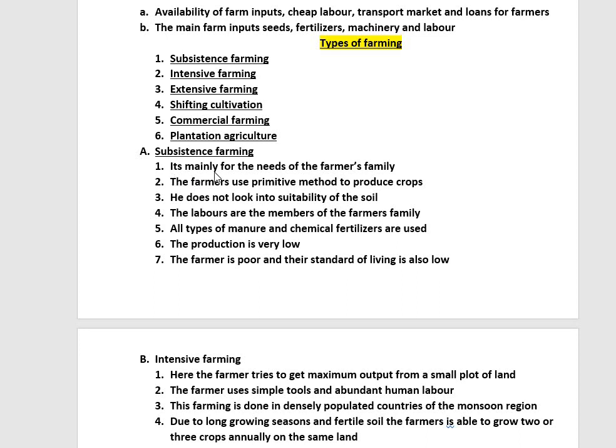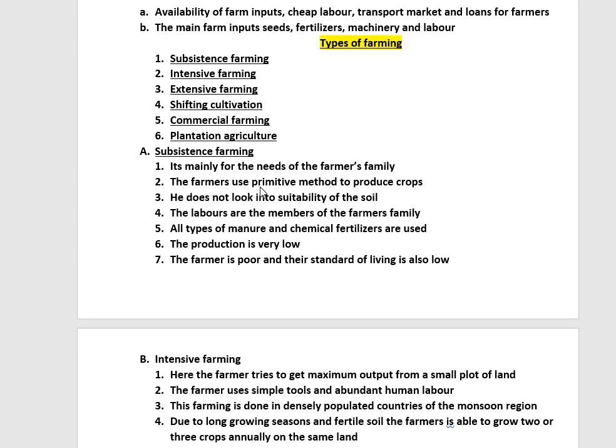Number 1, it's mainly for the need of the farmer's family. So subsistence farming is basically done by the farmer and his family for their own need. If they need to eat whatever types of crop they want to eat, for their own need, they grow such types of crop. So the very important thing to know is this subsistence farming is done by the farmer for his own need.